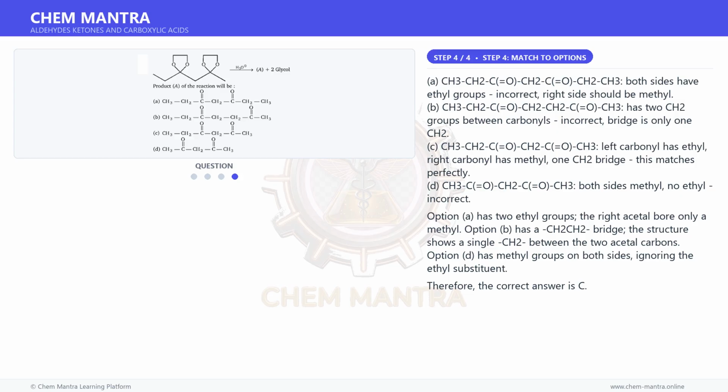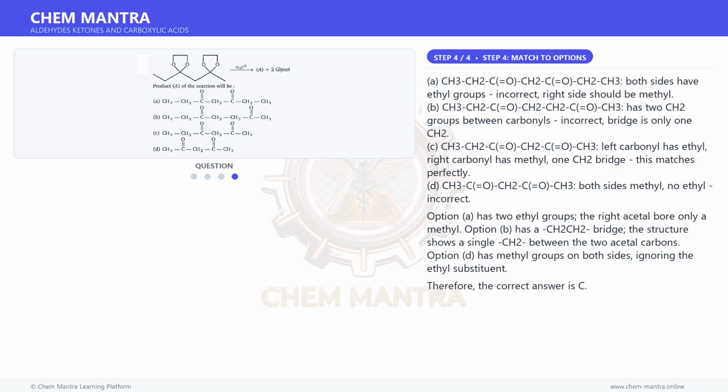A, CH3CH2C=O, CH2C=O, CH2CH3. Both sides have ethyl groups. Incorrect. Right side should be methyl. B, CH3CH2C=O, CH2CH2C=O, CH3 has two CH2 groups between carbonyls. Incorrect. Bridge is only one CH2.